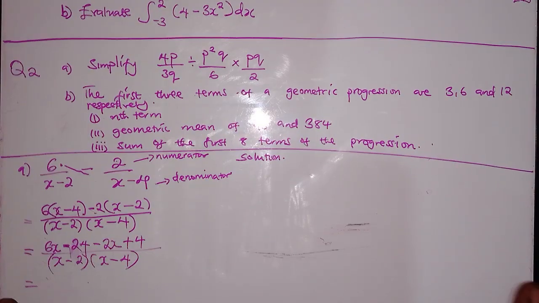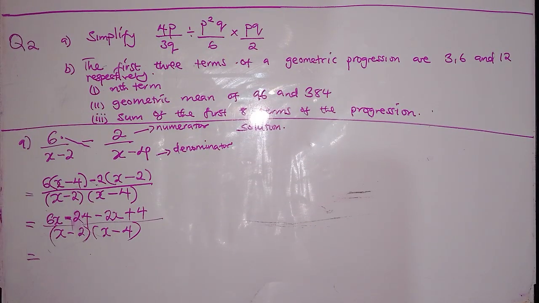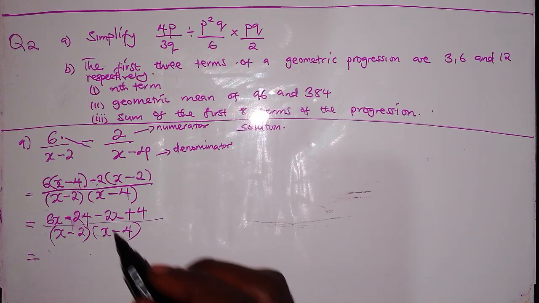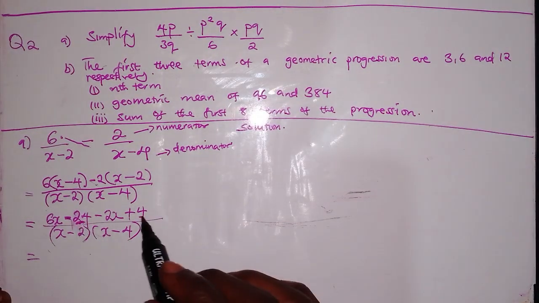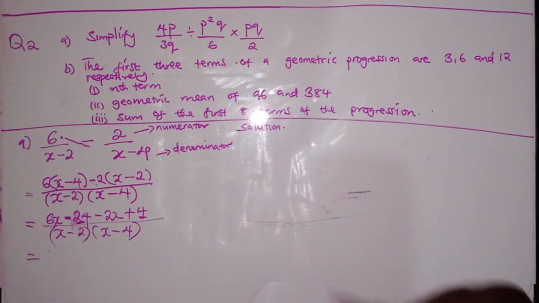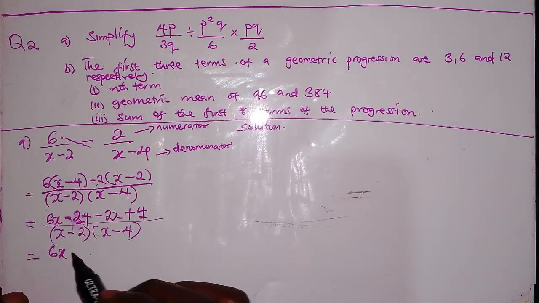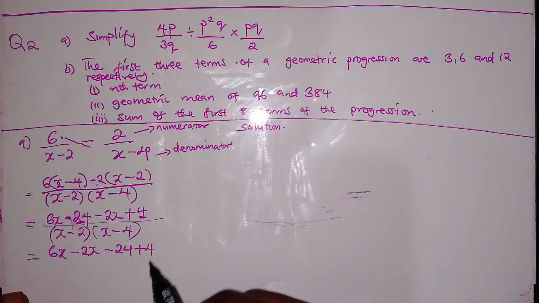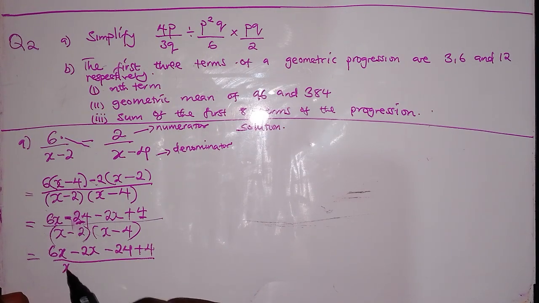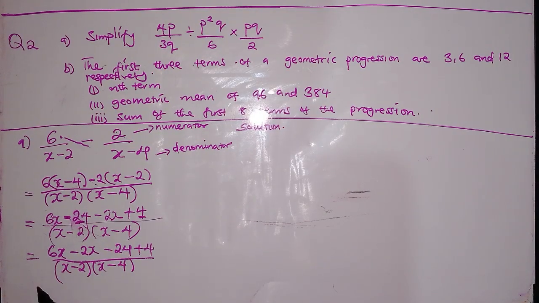Then here the next step is what? You simplify. So how can you simplify? Step 1, group the like terms. Things which have x, you group them together. Things without x, again, you group them together. So you say 6x minus 2x minus 24 plus 4 divided by x minus 2, x minus 4.